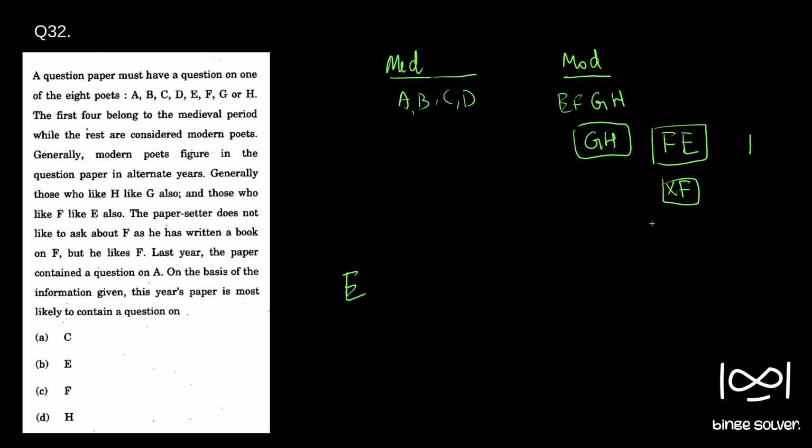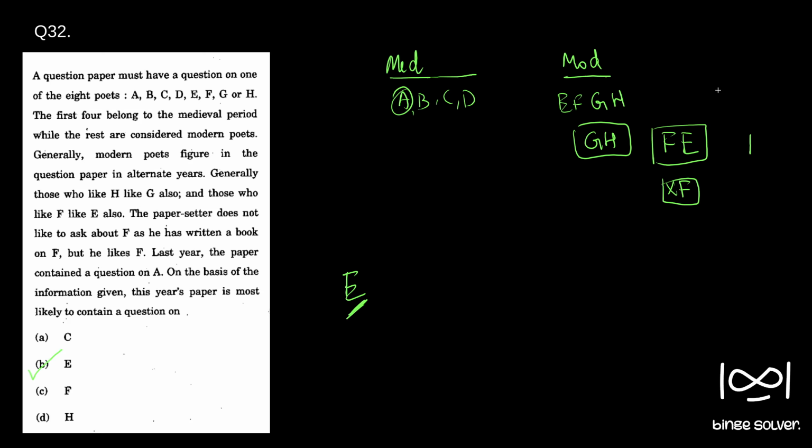Last year the paper contained a question on A. It was also said that modern poets figure in the question paper in alternate years. So since last year contained a question on a medieval poet, this year it will be a question about a modern poet. And since the question setter likes F and does not want to write F, E is the correct answer.